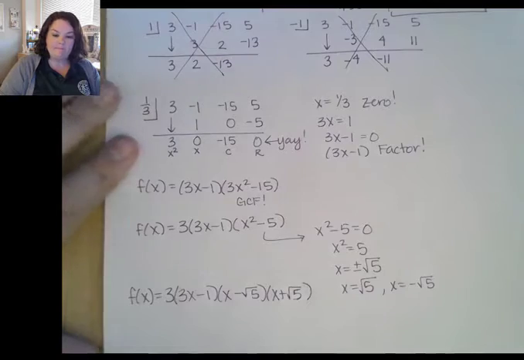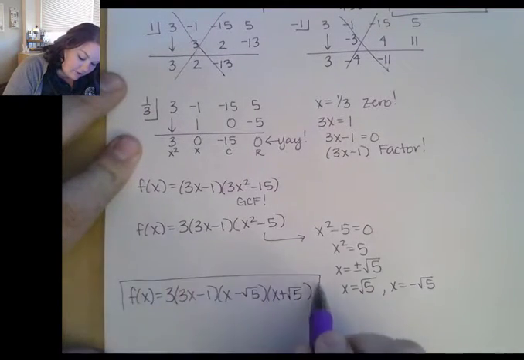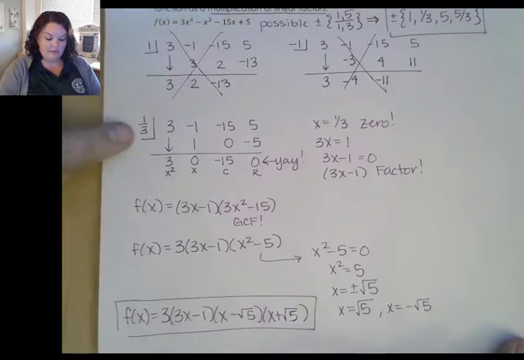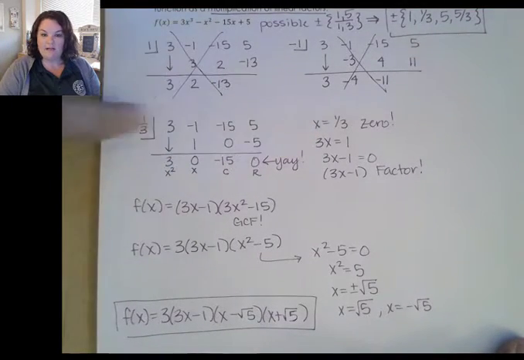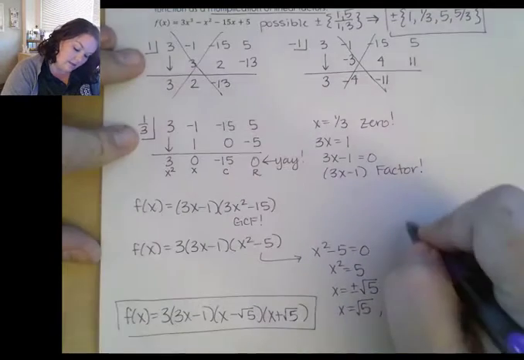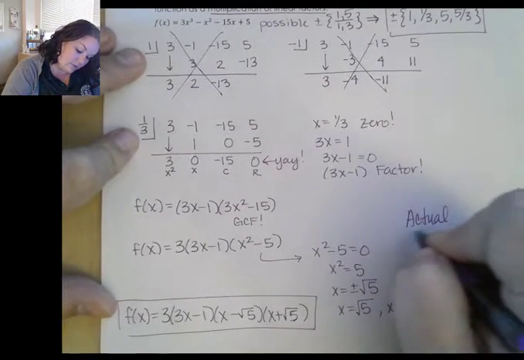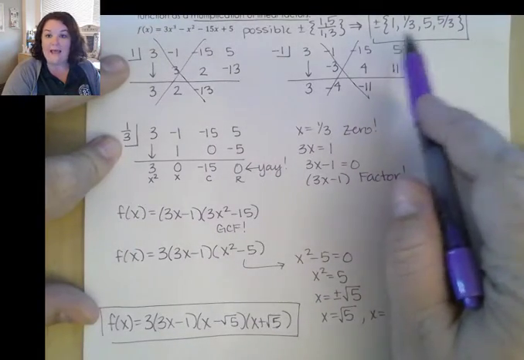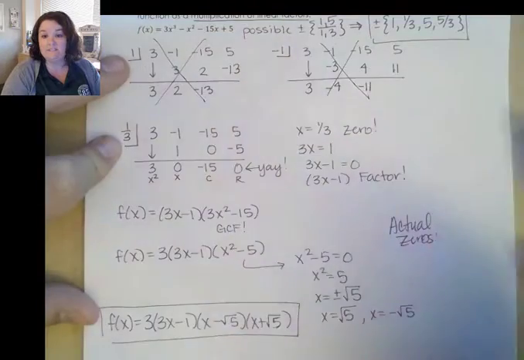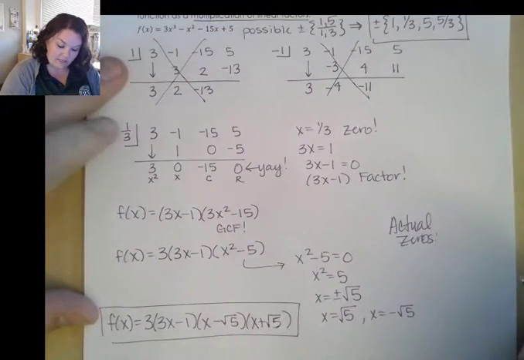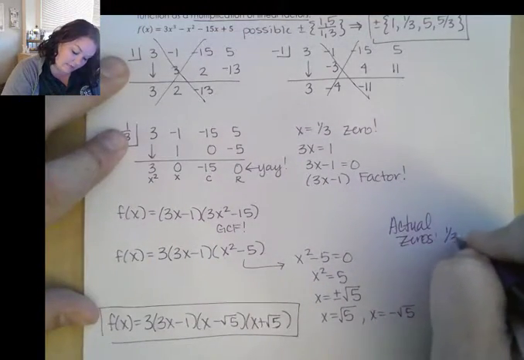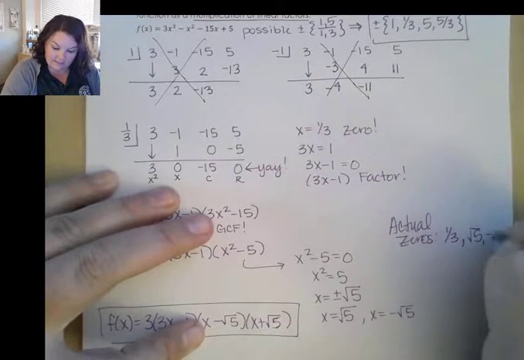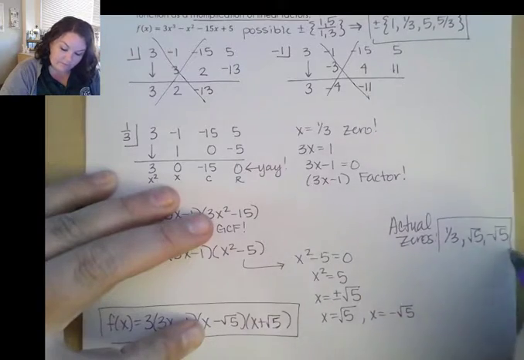Okay. All right, so here's my fully factored version. And then I just need to list all my zeros. So the first zero I got was up here, the 1/3 that I got from doing synthetic, right? So I'm just going to say my actual zeros, because we're no longer talking about the short list. These were not actual zeros. These were just possible zeros. So the actual zeros we got were the 1/3 that we got from synthetic and the square root of 5 and the negative square root of 5, right?